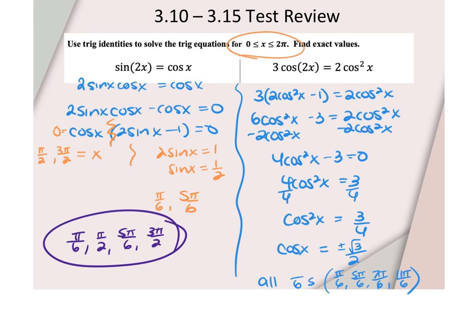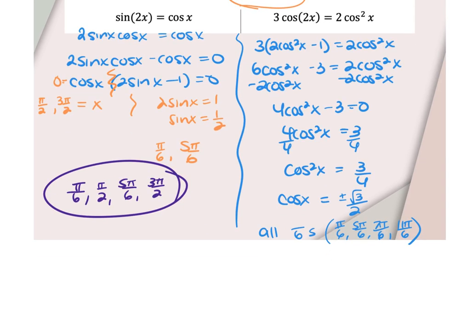All right, then the second one, I replaced cosine of 2x with 2 cosine squared minus 1, distributed the 3, and then I got 6 cosine squared x minus 3 equals 2 cosine squared x. Brought the cosine squareds to one side. I got 4 cosine squared x minus 3 equals 0. Added the 3, divided by 4. Cosine squared x equals 3/4. So then I take plus and minus the square root of both sides, and you get plus and minus the square root of 3 over 2, which is all the over 6s. Questions on either of those?